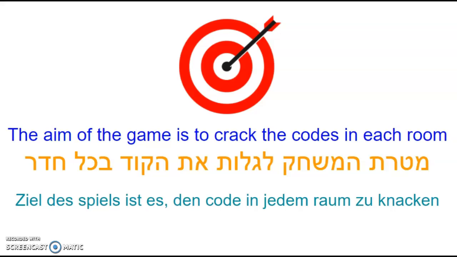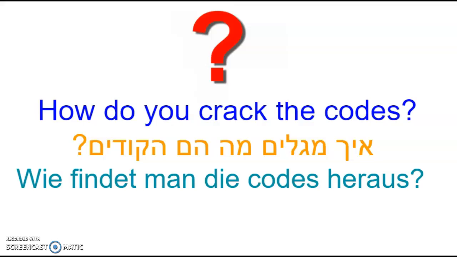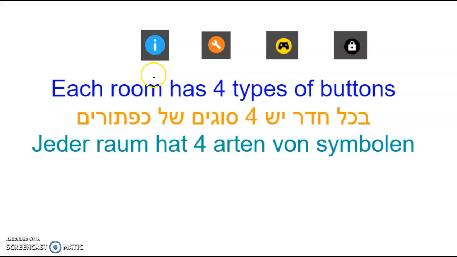The aim of the game is to crack the codes in each room. How are you going to crack the codes? It's very simple. Each room has 4 types of buttons. Each button has a different purpose.